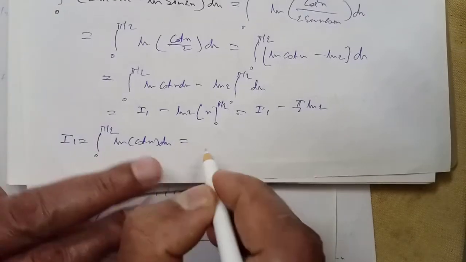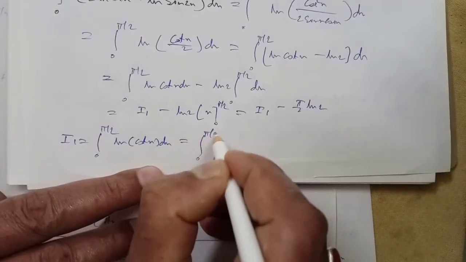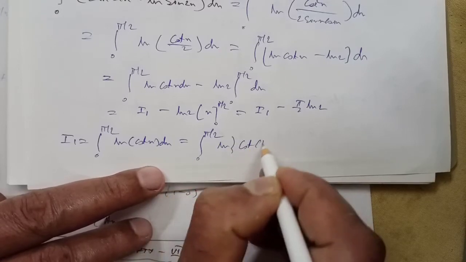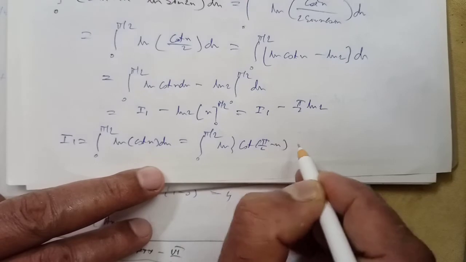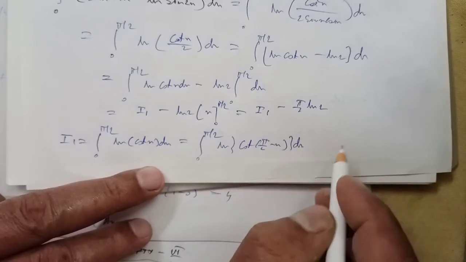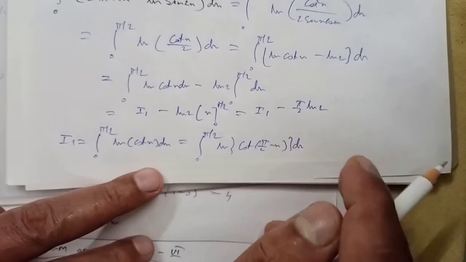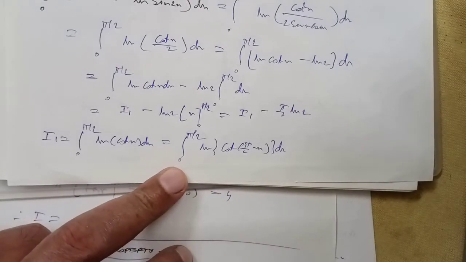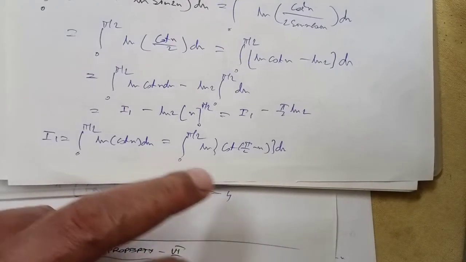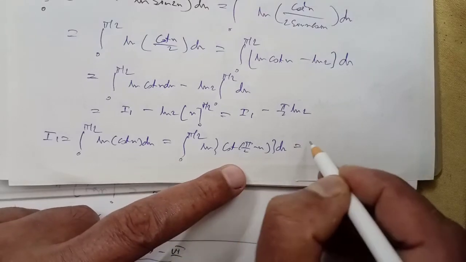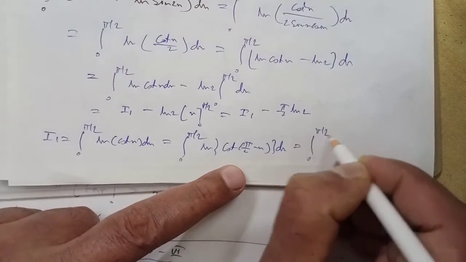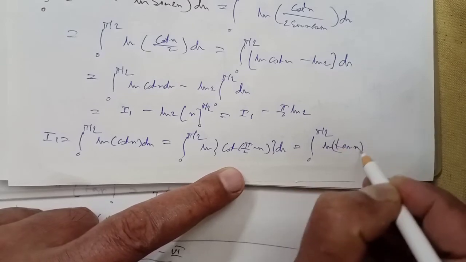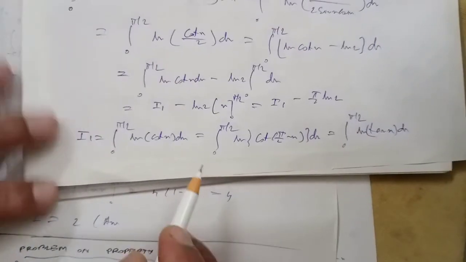Apply fourth property, 0 to pi by 2 ln of cot of pi by 2 minus x dx. You must write the property here, the property you are using. Fourth property, which is 0 to a f(x) dx is equal to 0 to a f of a minus x dx. So this becomes 0 to pi by 2 ln of tan x dx.